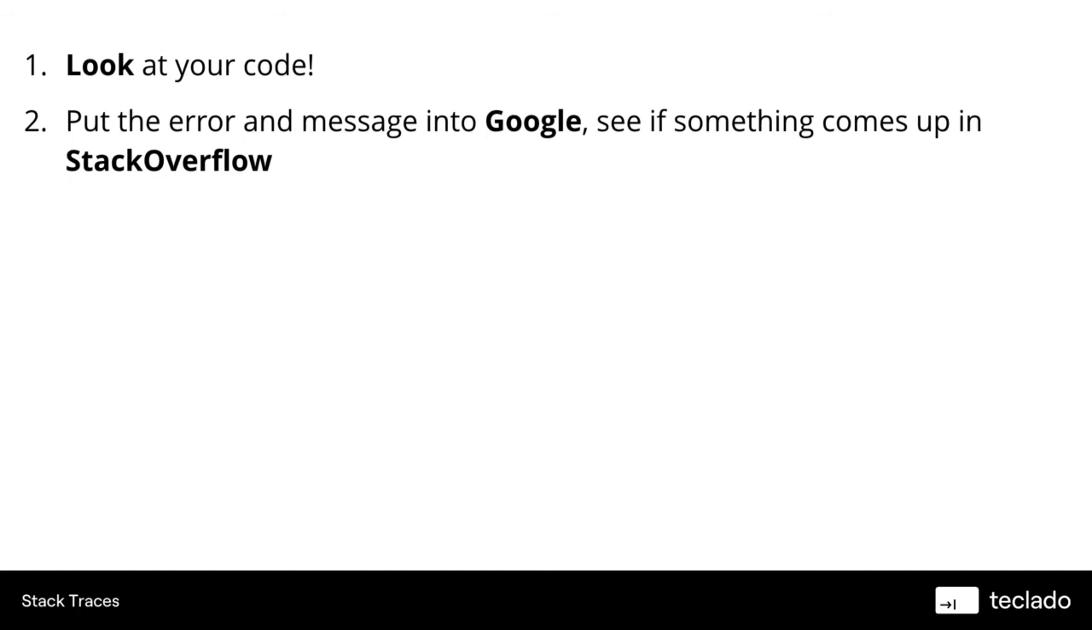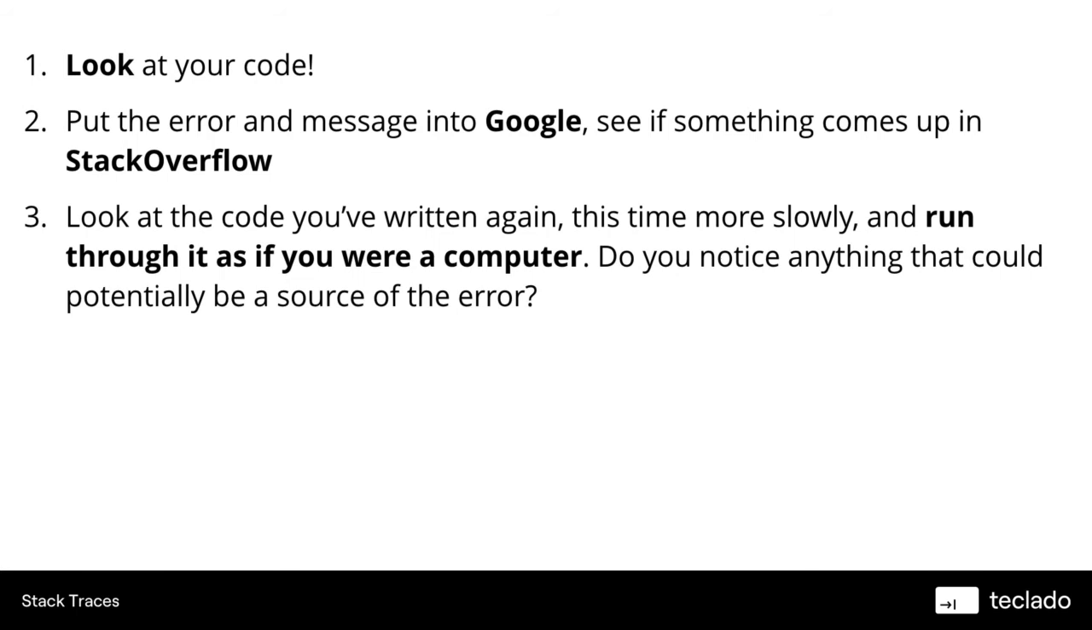Now, if neither of these help, you have to start taking a more methodical approach to identifying the error. This is look at the code again, but this time much more slowly and run through it as if you were a computer. That means start at the very top of your code. Think, what data am I giving the computer in this line? Then move over to the next line and think, what data am I giving it in this line? And then into the next line and so forth. Mimic what the computer is doing exactly in every function. We're going to get a lot more expert in doing this over the next few sections. But as you do this, do you notice anything that could potentially be a source of an error?